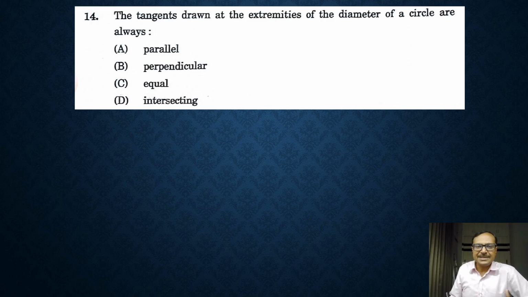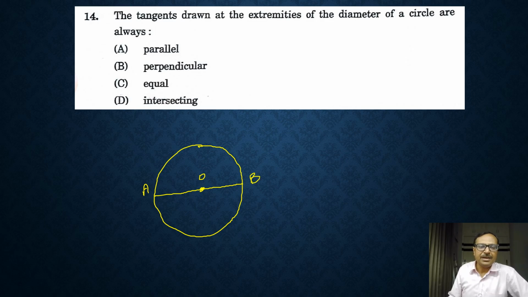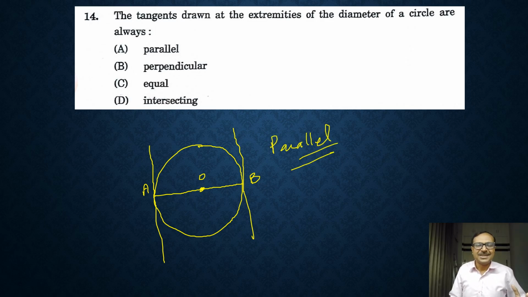Question 14 is the easiest one of them all. You should know that whenever you have a circle and you draw a diameter like this, and these are the endpoints of the diameter, A and B, if you draw a tangent at A and a tangent at B, they can only be parallel. You can't have perpendicular tangents at the endpoints of the diameter. So the answer is A, parallel.